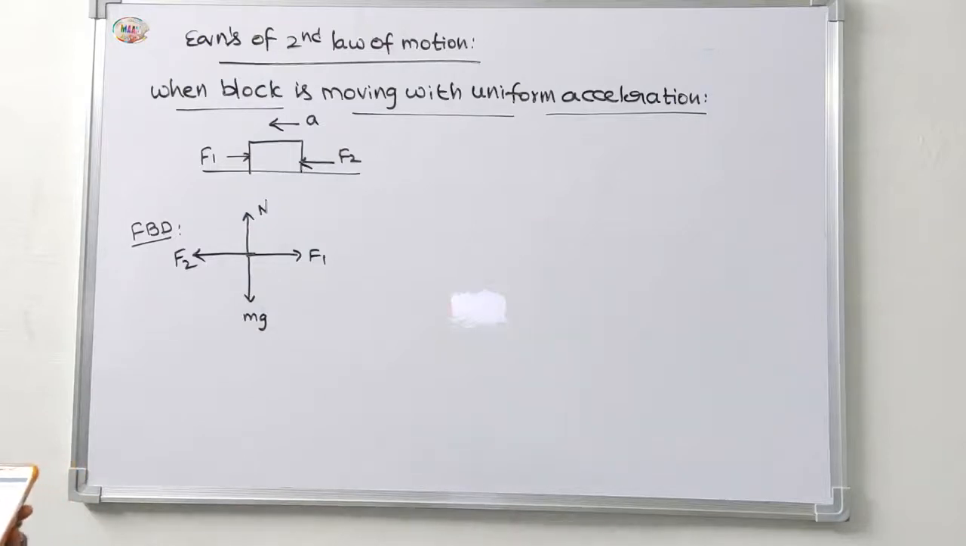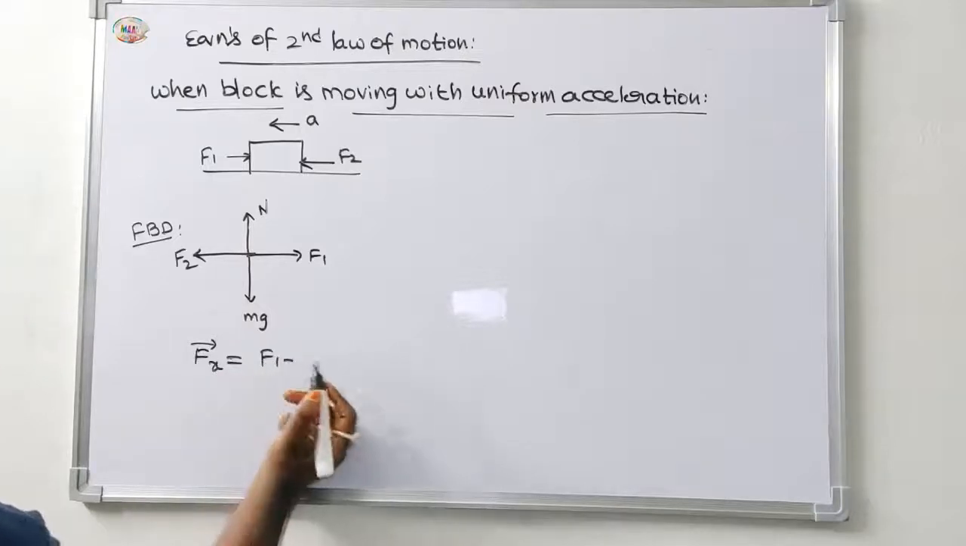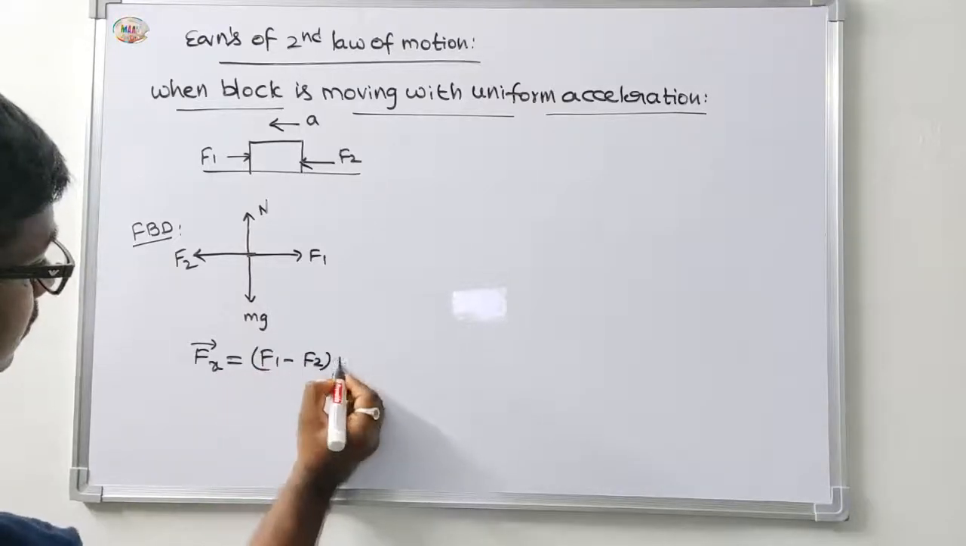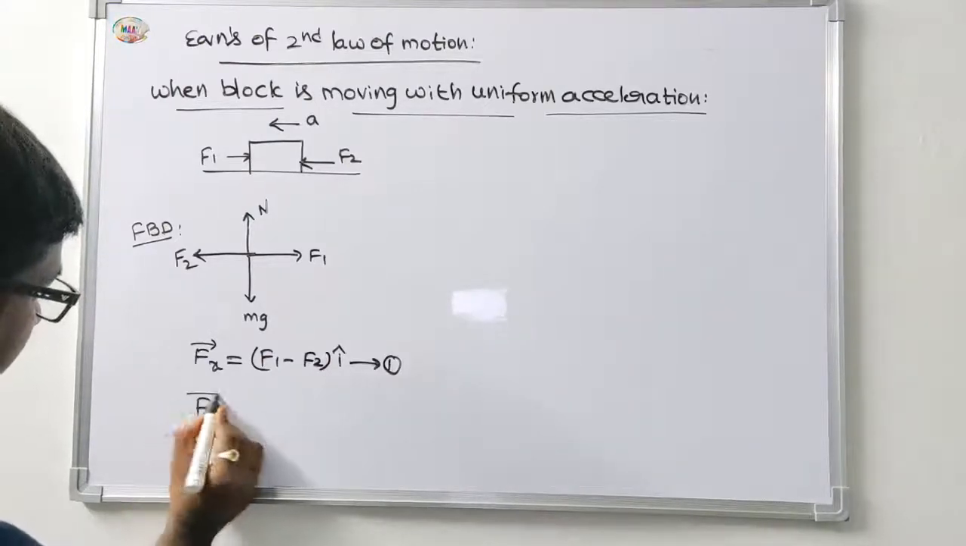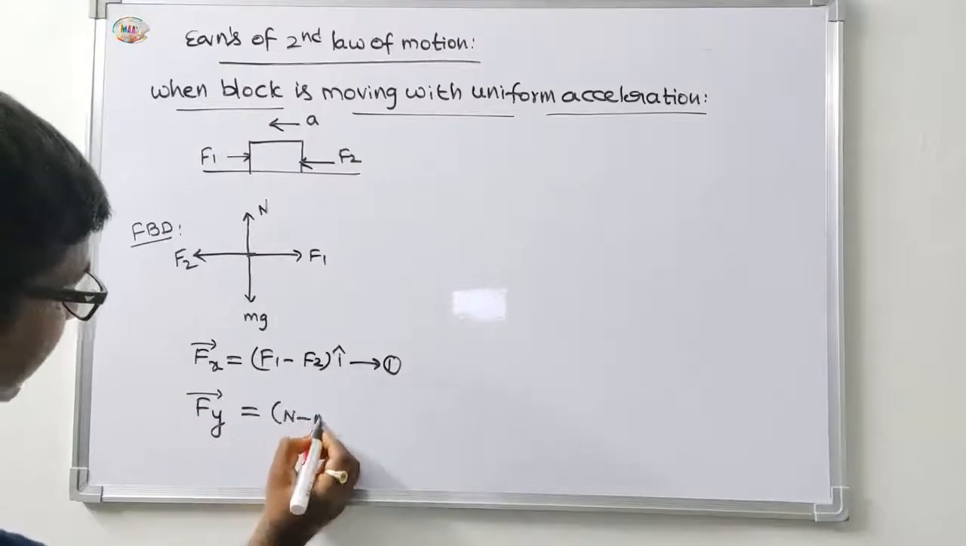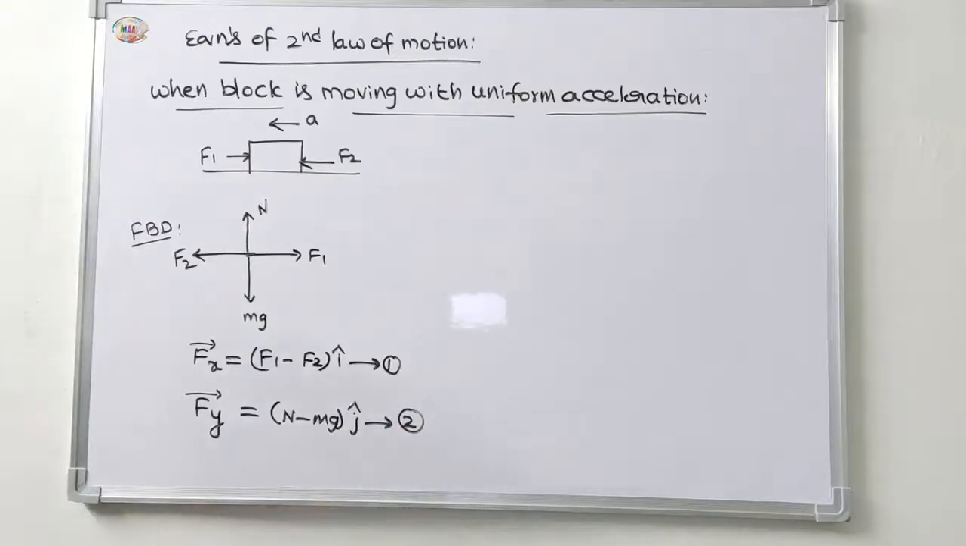From the free body diagram, we will write the vector equation of force. Fx is equal to (F1 minus F2) into i cap. This is equation number 1. Fy is equal to (N minus mg) into j cap. This is equation number 2.